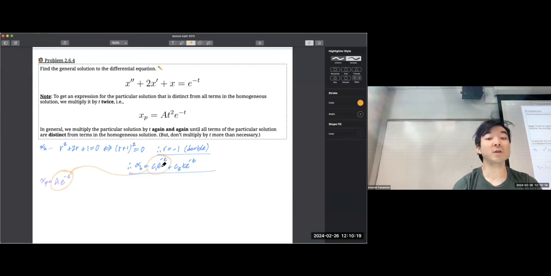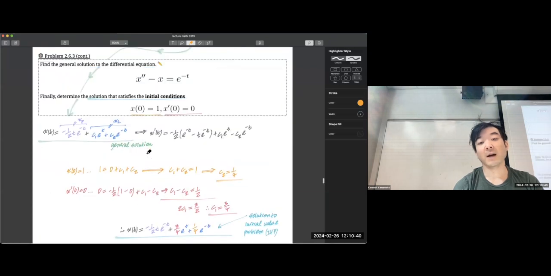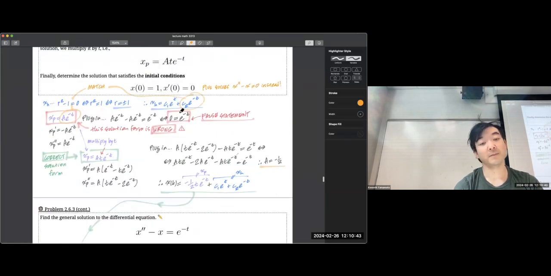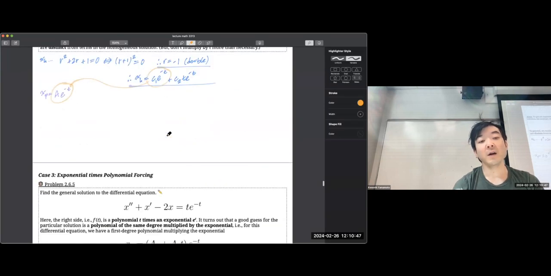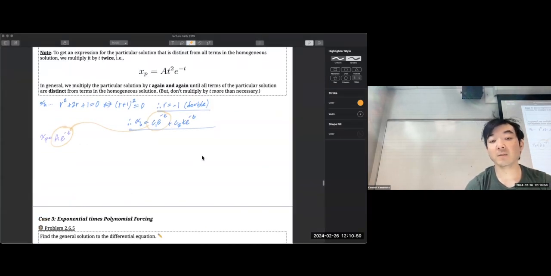We know this solution will satisfy this differential equation with a 0 on the right-hand side. So if you try to plug this into this differential equation and get the left-hand side to equal this right-hand side, this e to the negative t, there's no hope. I can tell you right now, you're just going to get a false statement. You're going to get 0 is equal to e to the negative t. And that's going to get you nowhere. So the solution is to multiply by t. So you're going to multiply by t.